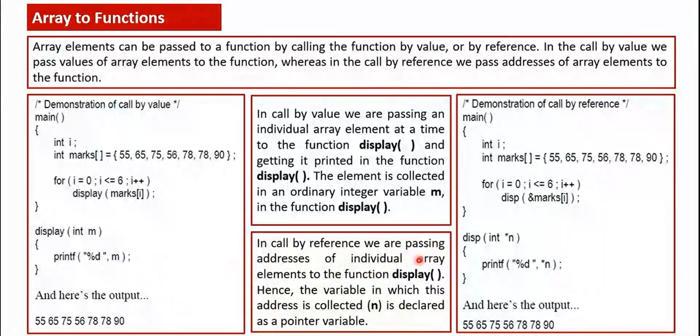So here you can see we are calling the function display. As we are using the address of operator, we are simply passing the address. And since in the display function there is a pointer variable, it just receives the address and prints the value present at that address, okay? In call by reference, we are passing address of individual array elements to the function display. Hence the variable in which this address is collected is declared as a pointer variable, as you can see from here.